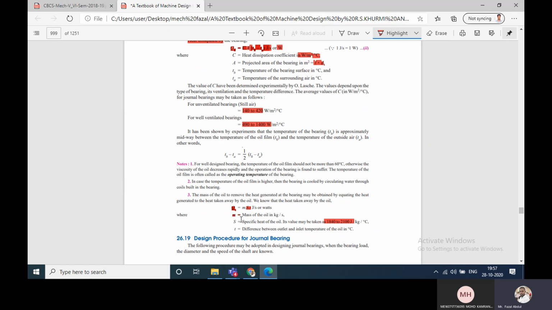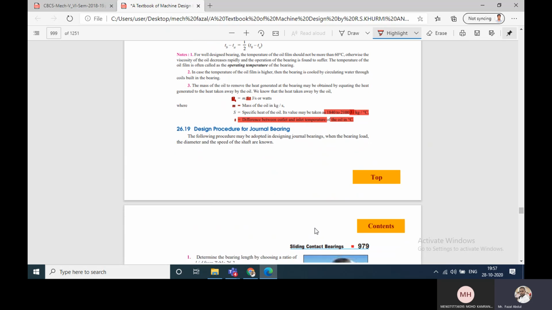This much mass of lubrication we are supplying. What is the specific heat of the lubrication? This much specific heat. And with how much temperature are we supplying it? This much temperature. That we are calculating now.